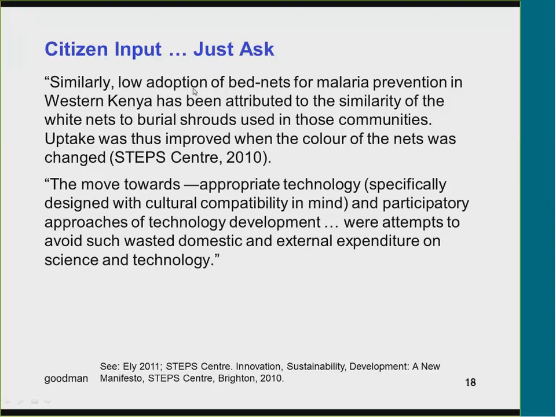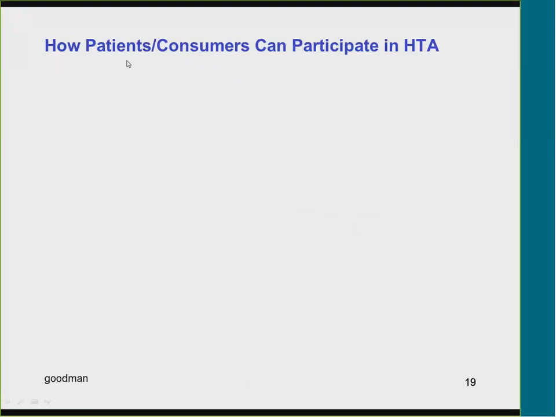Well, you had to talk to some people in the community to find out that some of them said that white nets had a similarity to burial shrouds, and they weren't too excited about that. So when they changed the color of the malaria nets, uptake was improved. And this can save a lot of money and improve efficiency. Citizen input: just ask.